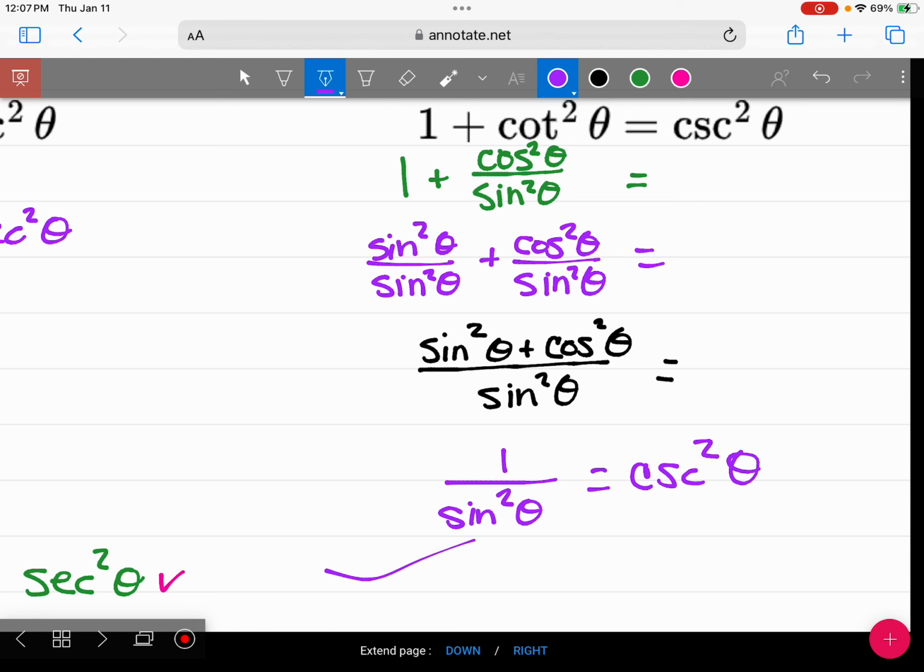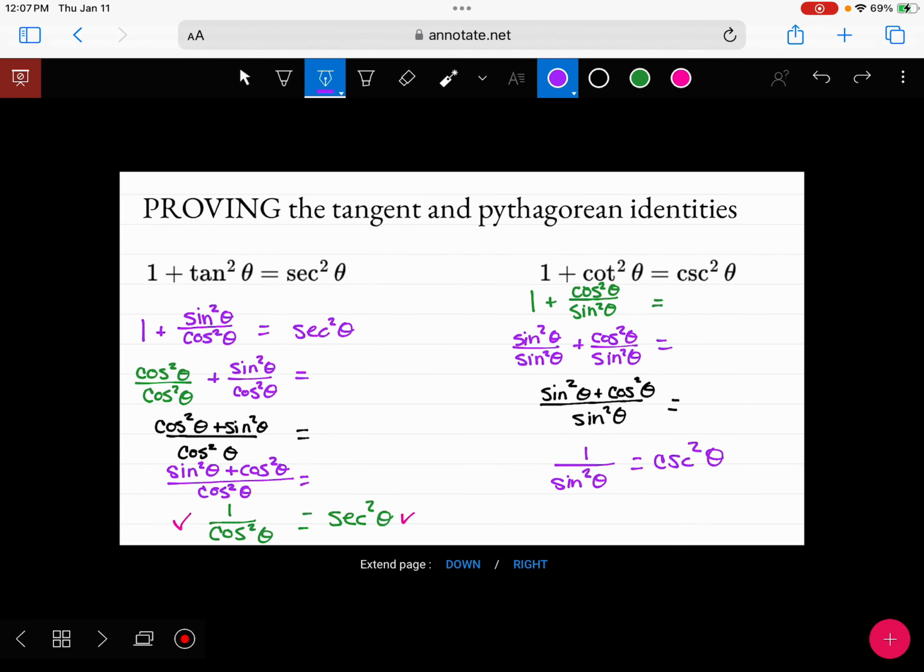So we can prove these Pythagorean identities using the other identities that we have, okay? And as we go through next week, we are going to be taking these identities and using them to simplify things and to solve things, okay?